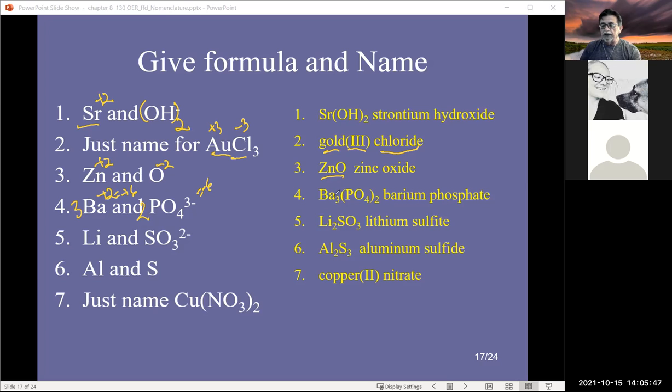So it becomes Ba3, and since we need 2 phosphates, we need a parentheses. And so parentheses PO4 and parentheses subscript 2. And the name is simply barium phosphate.